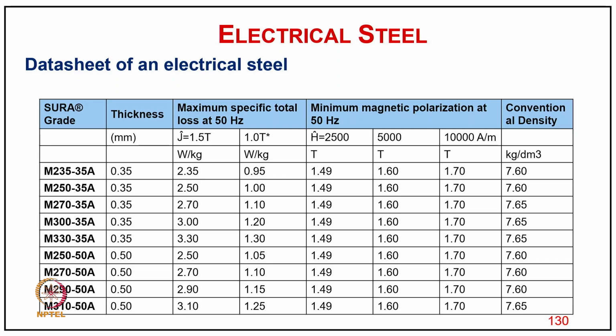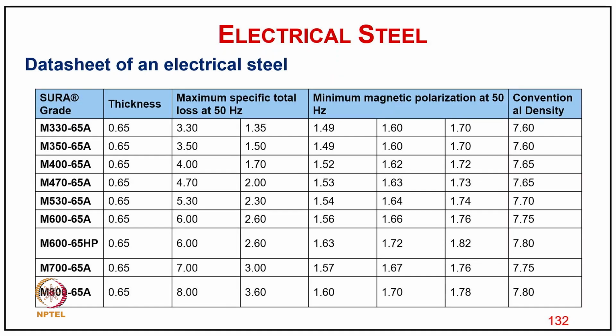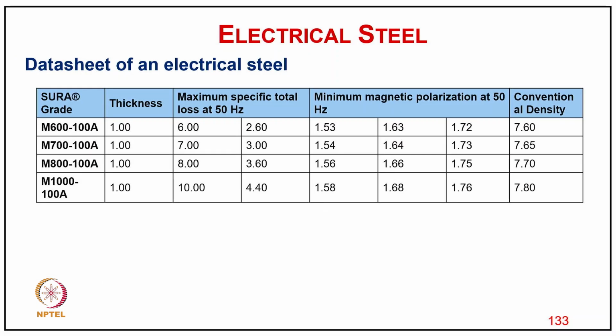minimum polarization, flux density and saturation density. So you can see the properties of different silicon steels, typically used as the core or ferromagnetic material in different machines.